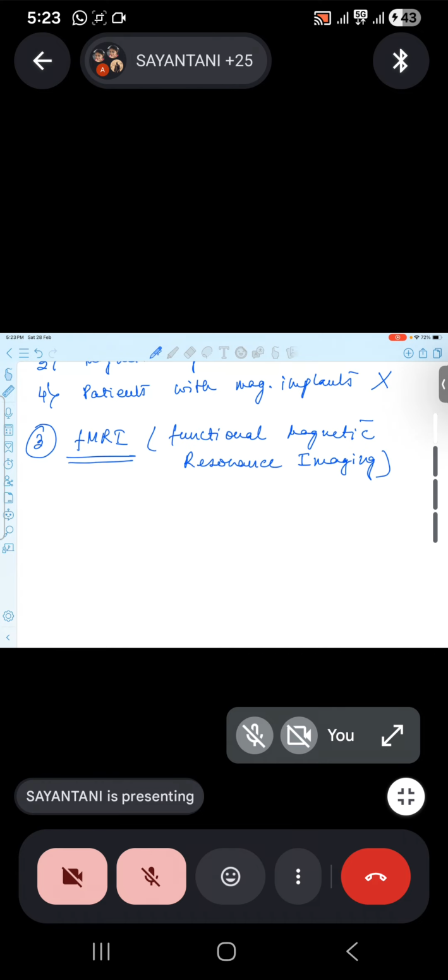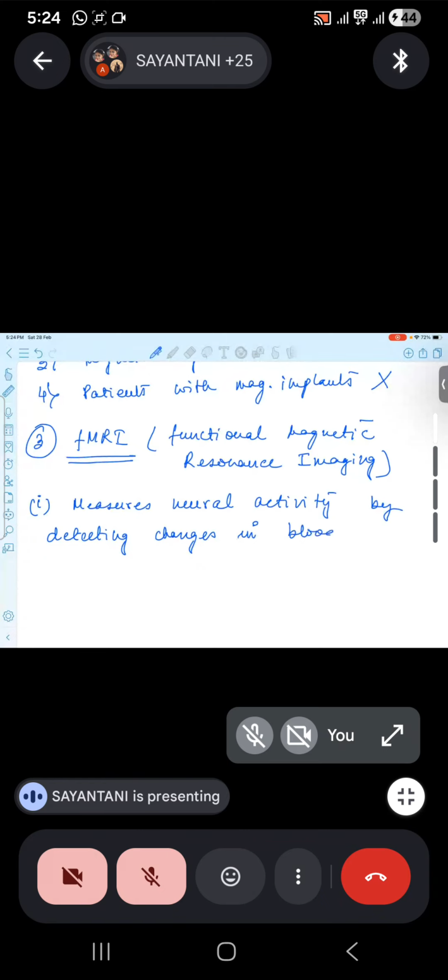Over here, the main characteristic is that it measures the neural activity by detecting changes in blood levels in the activated region of your brain.